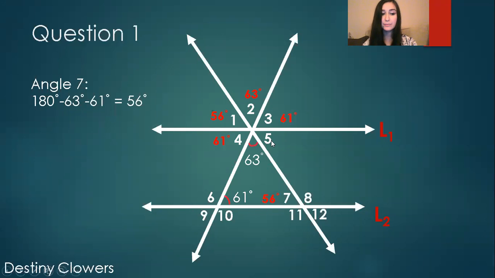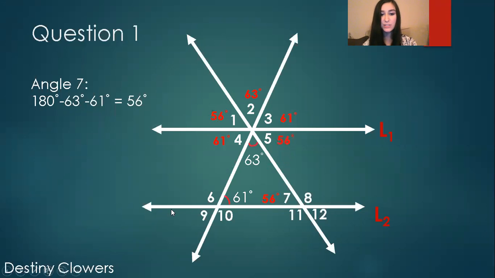Now, number 5, the angle opposite of angle 5 is angle 1. So there's a lot of vertical angles that you're probably noticing in this problem. So once again, 56 degrees is the angle opposite of angle 5, so that means angle 5 is going to equal 56 degrees as well.